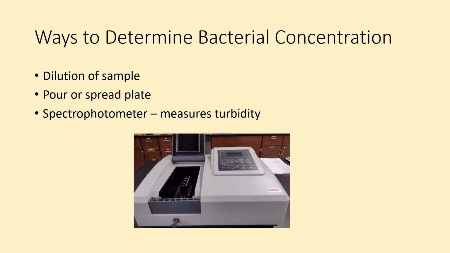So if you just have a few samples, you can just do the normal dilution, pour plate, or spread plate. If you have a lot of samples and you have access to a spectrophotometer, that may be the route that you want to go. But it all relates to determining how many bacteria you have. It's relating to the growth of them. You start with a small number, then they grow and the number increases. What is that number then? So these are a couple of ways that you can use to determine that.